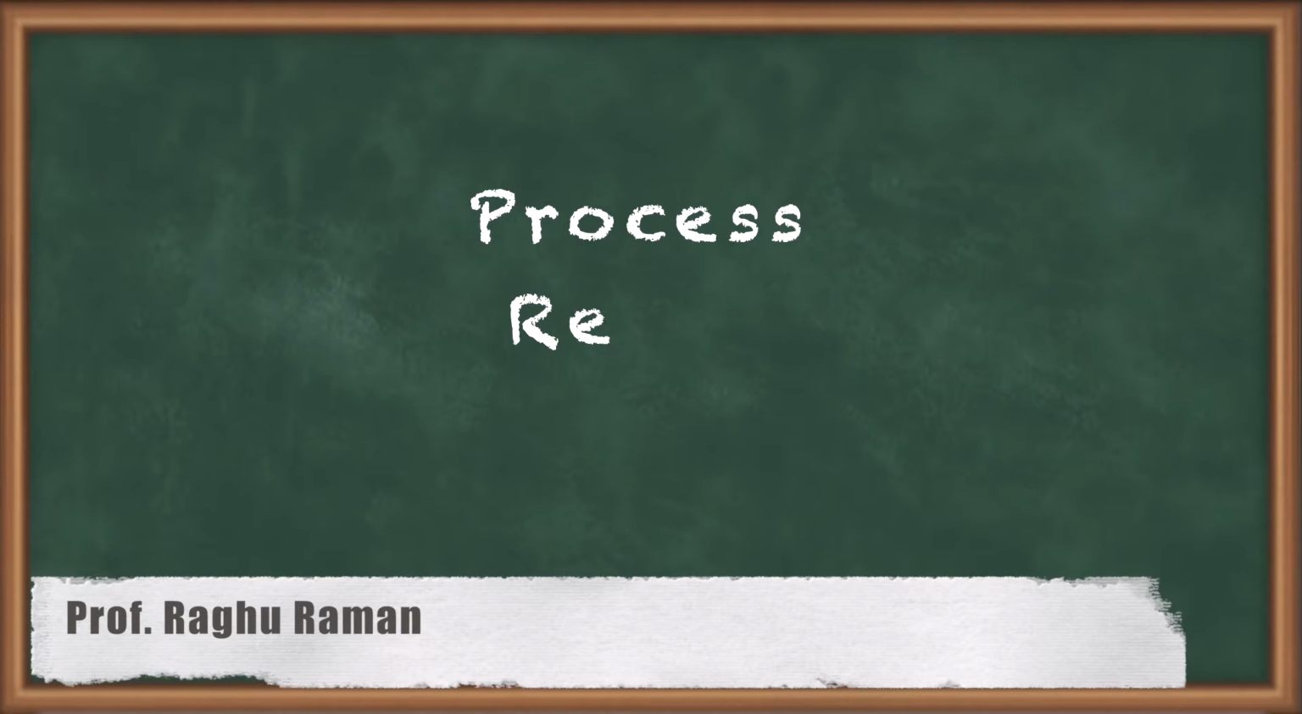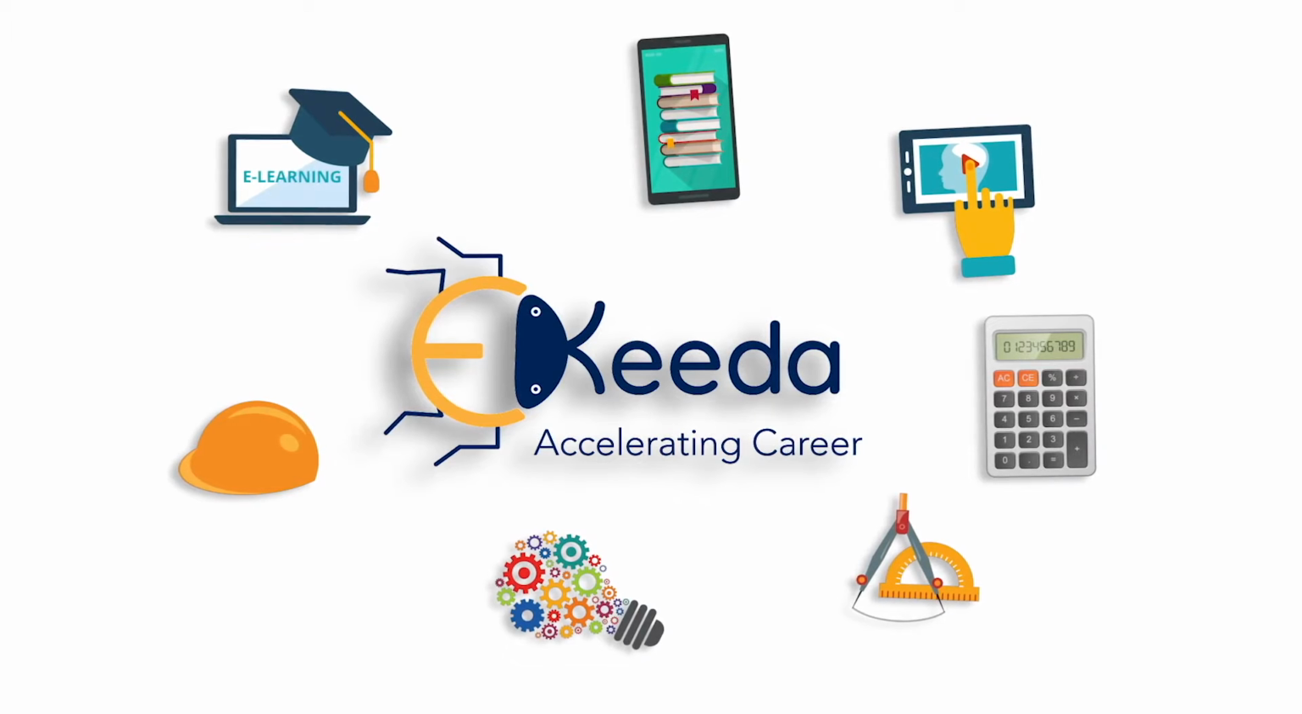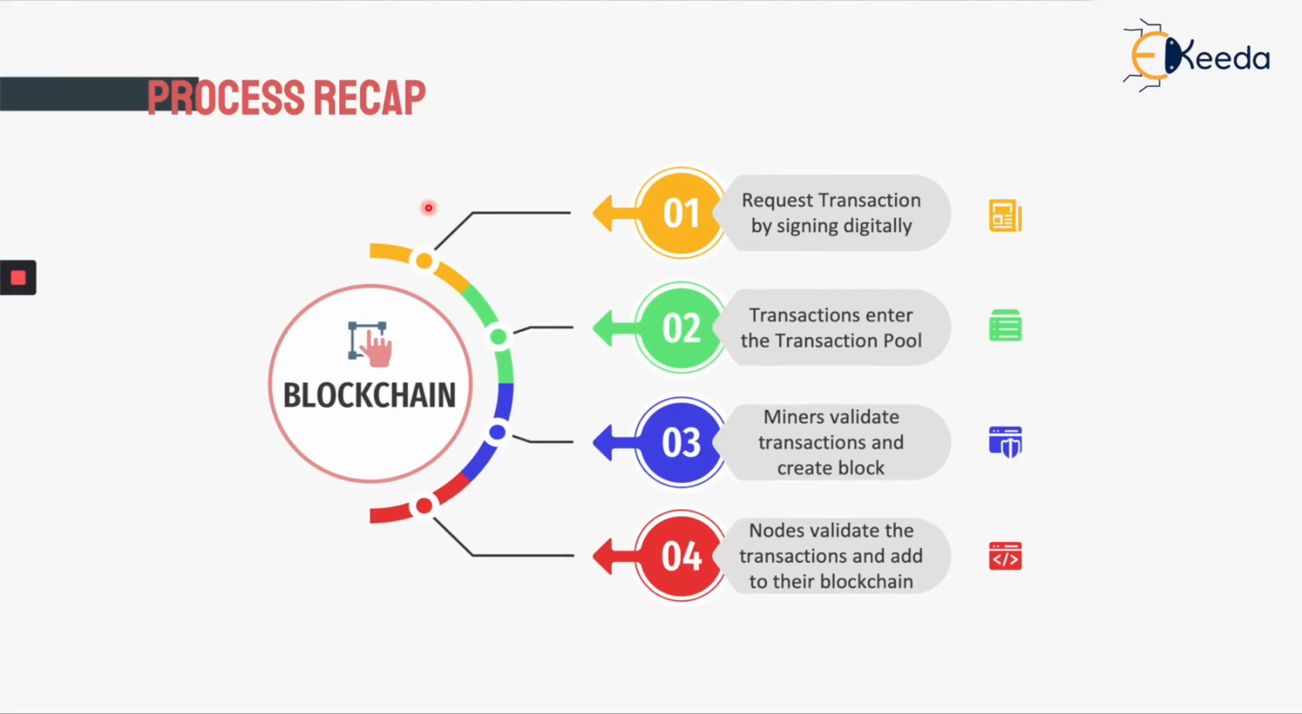Now, since we have seen all of the problems and solutions regarding blockchain being turned from a traditional bank to a decentralized ledger, we'll recap the process in this particular section. Let's do a quick recap of the process, what happens.